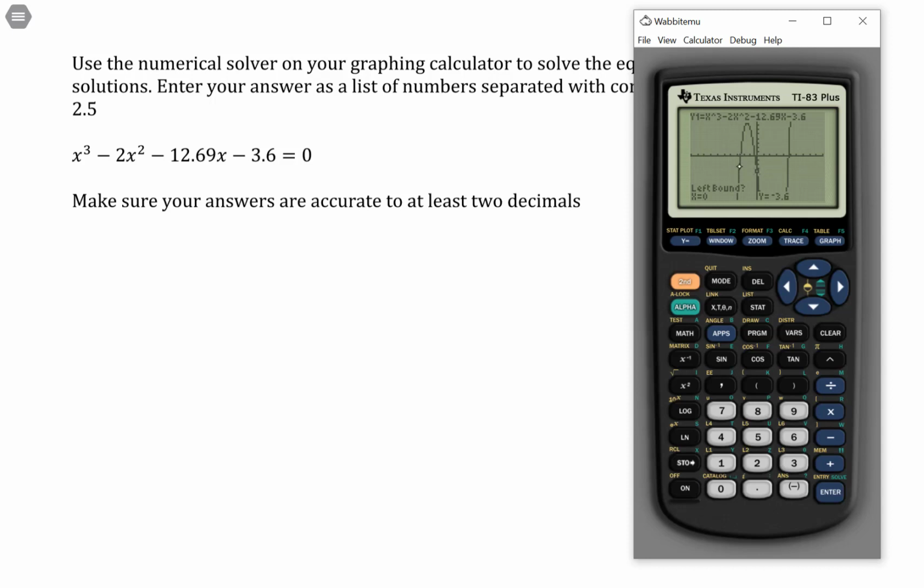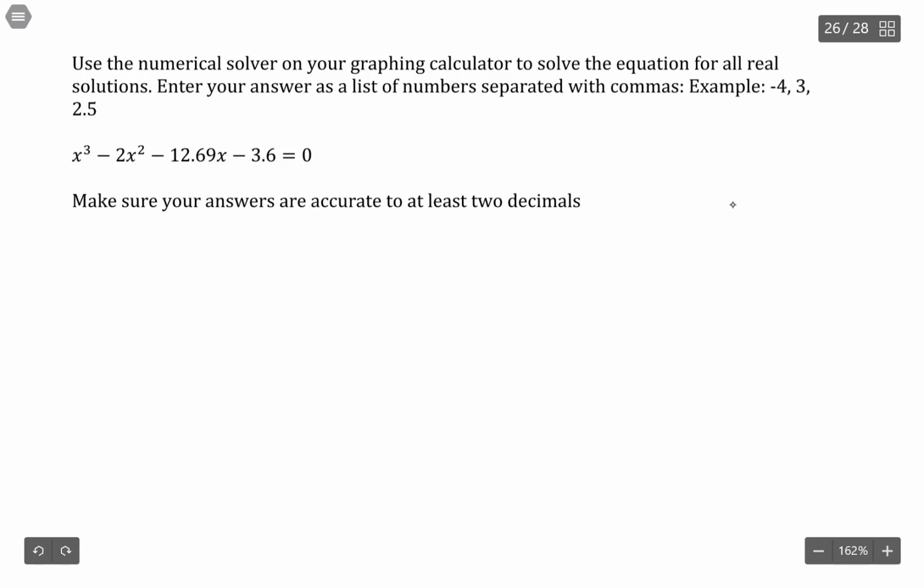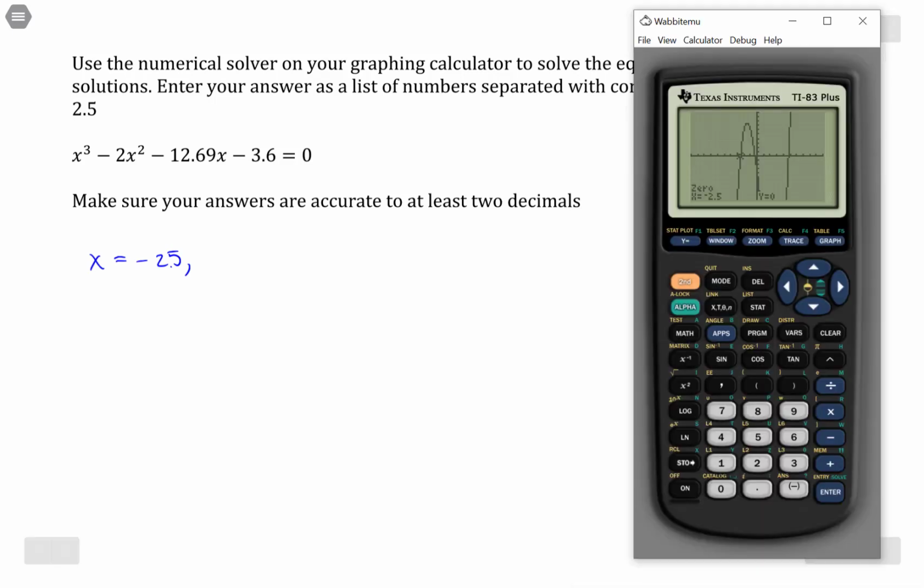The left and right bounds are just values between which the zero that I'm looking for exists. This zero looks like it's pretty close to -3, so I'll say it's somewhere between -5 and -1. The initial guess I'll give is -3, because that looks pretty close. Then we'll let the calculator find what the zero actually is. It looks like in this case it's -2.5. So x equals -2.5 is one of my zeros.